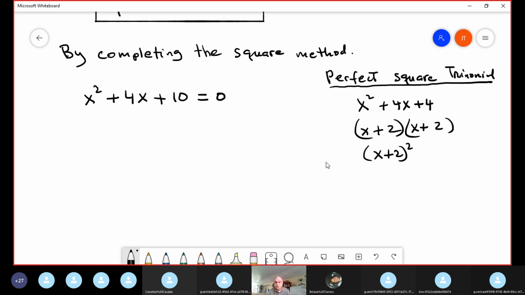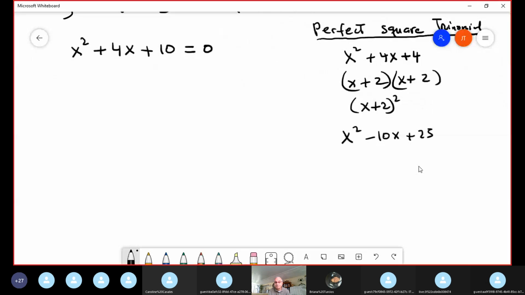Okay, let me try another example to understand. x squared minus 10x plus 25. It's a perfect square trinomial because the factorization is x and x and 5, because 5 times 5 is 25, and 5 plus 5 is 10. In this case it is minus, because the sign is minus. Therefore, the factorization is x minus 5 squared. And this is elegant, super elegant.